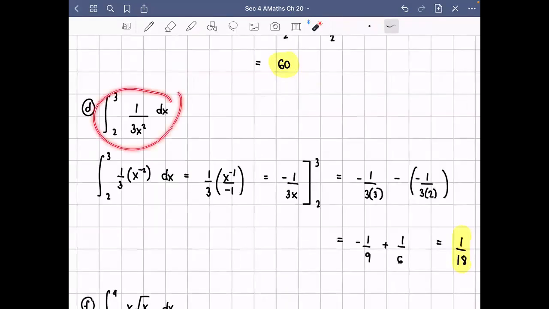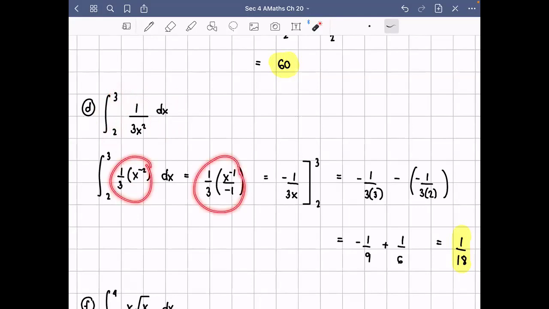So we're given this. So the integral of 1 over 3x squared from 2 to 3. So first, we rewrite this, so it becomes 1/3 and then x raised to -2. So getting the antiderivative of this, you'll get this. So 1/3 times x raised to -1 over -1. So simplifying this, this is your answer for your integral.